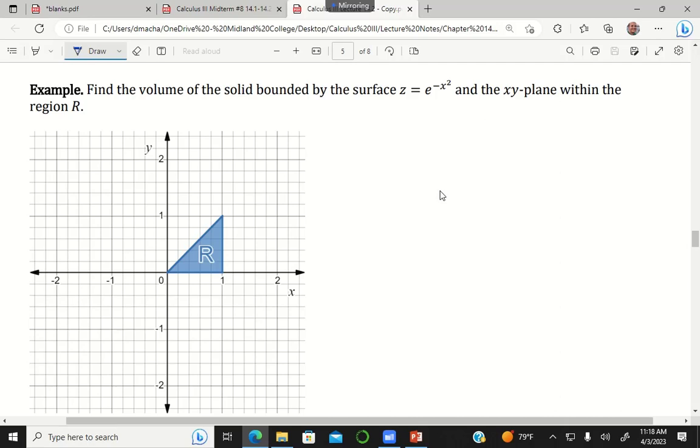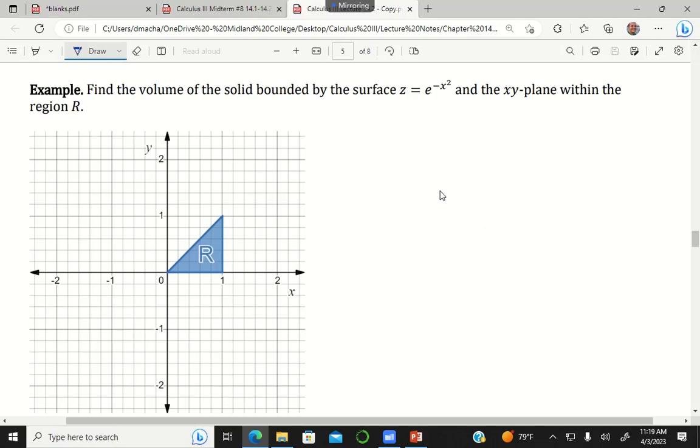This example says, find the volume of the solid that's bounded by the surface z equals e to the power negative x squared and the xy plane within the region R. But e, the exponential function, is always going to be positive, so z is always going to be a positive number anywhere in the xy plane. And so that means the solid is going to be on the top side of the surface. And the base of the solid is going to be this triangular base that you see here.